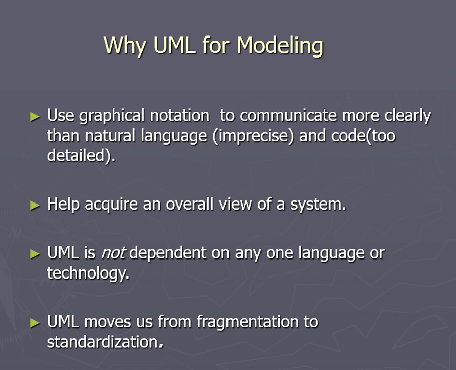UML is used for complex systems to capture not only object-oriented software information but business process information as well. The use of UML graphical notation communicates more clearly than natural language and code. It helps acquire an overall view of a system. UML is not dependent on any one language or technology. UML moves us from fragmentation to standardization.